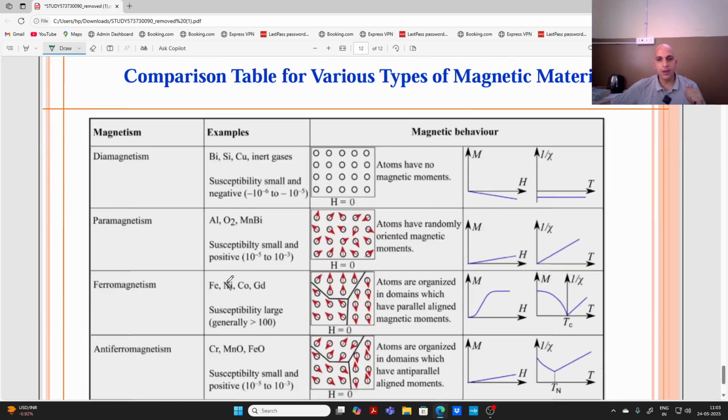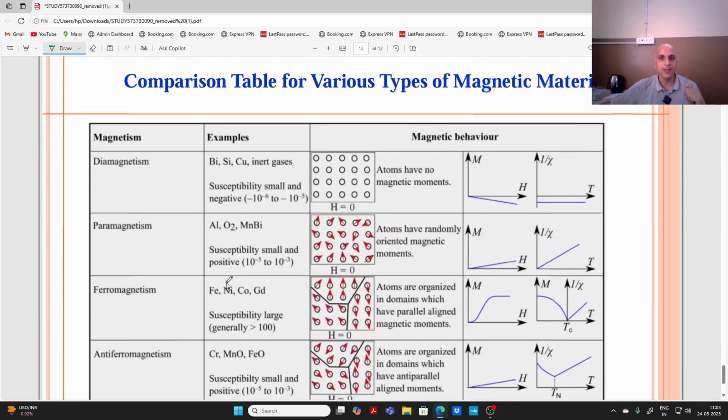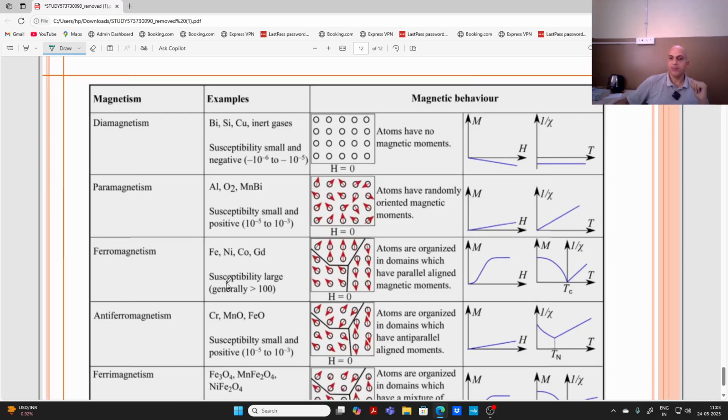Now I am going to the very important comparison table for various types of magnetic materials. You can see here diamagnetism. Examples: bismuth, silicon, copper, inert gases. Susceptibility is small and negative, order is given. Atoms have no net magnetic dipole moment. This is the variation of magnetization with applied magnetic field, negative. This is the 1 upon zeta versus T graph.